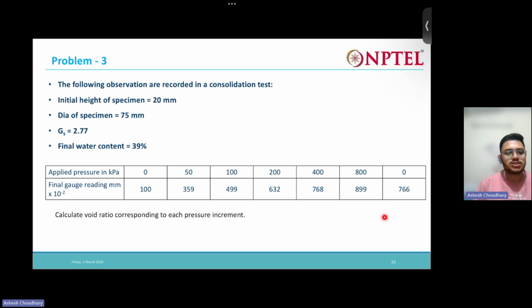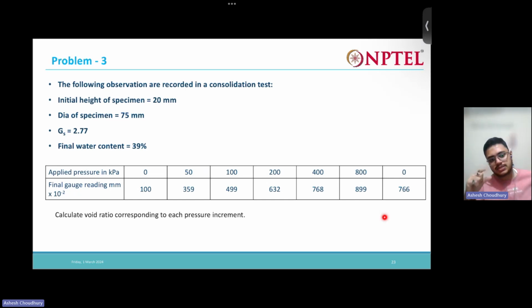The following observations are recorded in a consolidation test. Initial height of specimen is 20 mm. Dia of specimen is 75 mm. The specific gravity of soil solids is 2.77. Final water content is given as 39%. So now final water content is given. If this problem comes in a paper, in a question, you can understand that we have to use that second technique, right? The final void ratio technique. EF is equal to WF into G. From there we have to keep on solving, right?